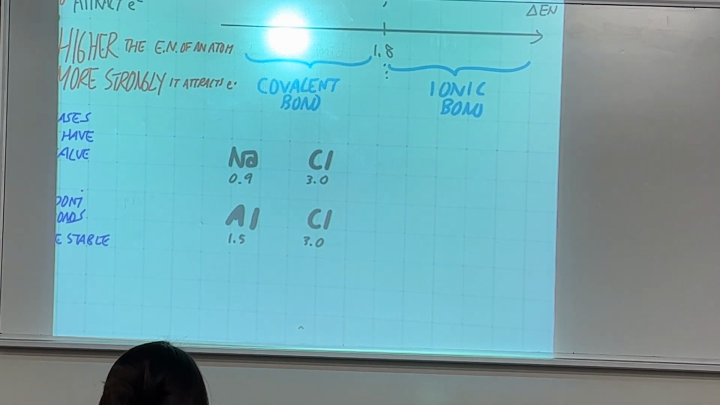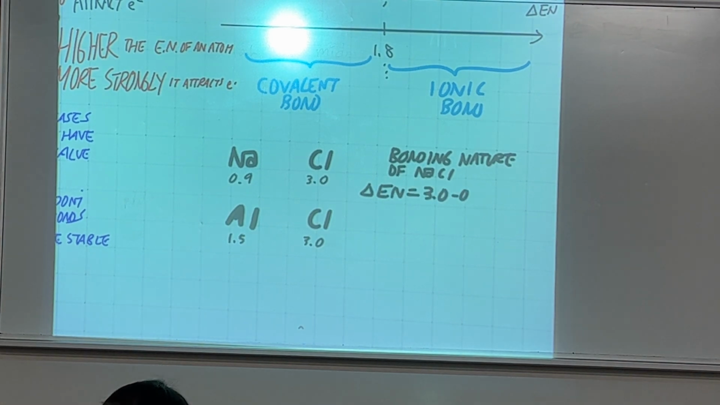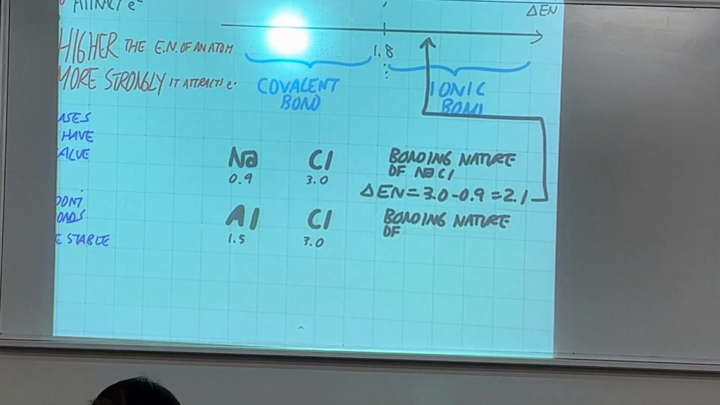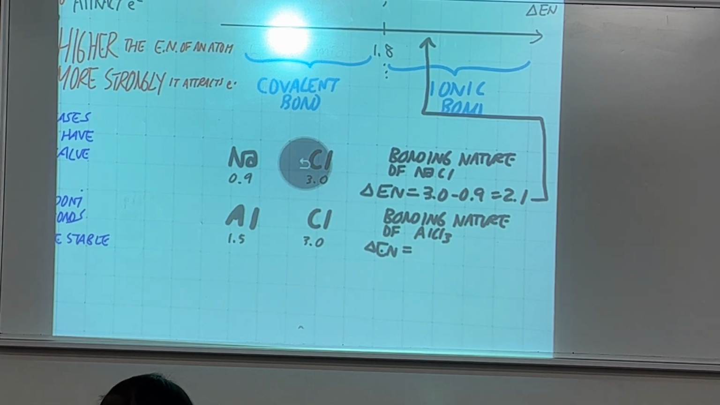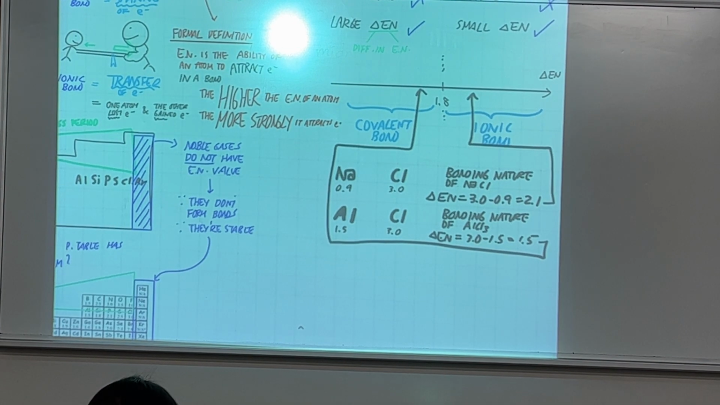What is the bonding nature of NaCl? Is it ionic or is it covalent? Ionic. Why is that? Because when you find the delta EN, it is 3 minus 0.9, which is 2.1. 2.1 exceeds 1.8, so this is ionic. What about AlCl3? Covalent. When we compute the delta EN, it's 3.0 minus 1.5, which is 1.5. 1.5 sits here, so AlCl3 is covalent. Is that clear? This is a much better definition if you ask me.